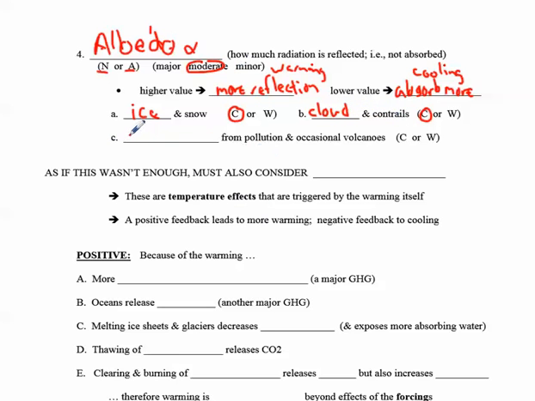Lastly, a big one is aerosols from pollution and occasional volcanoes. They can block out a significant amount of sunlight. We've seen this for very short periods when a major eruption occurs. I think the last major one was in the early 90s, and we saw a noticeable cooling overall on the Earth for about 2 or 3 years.